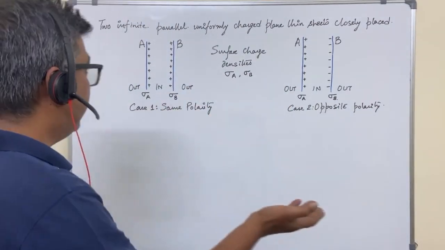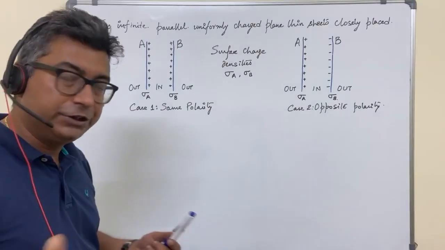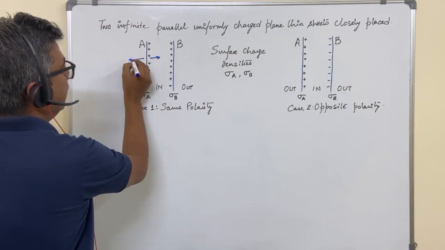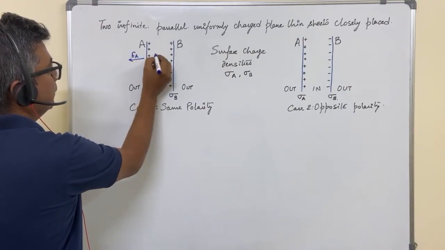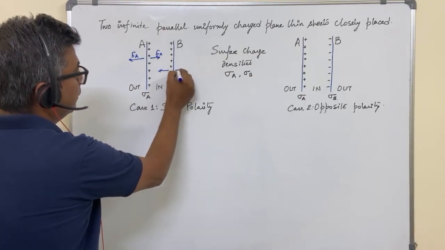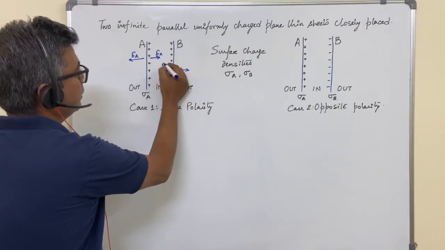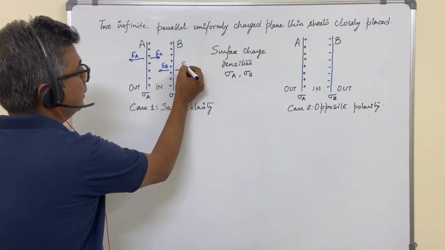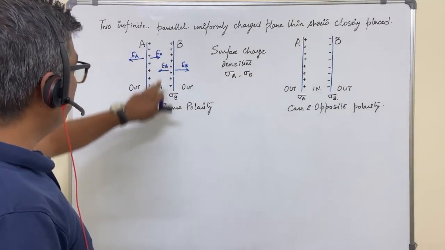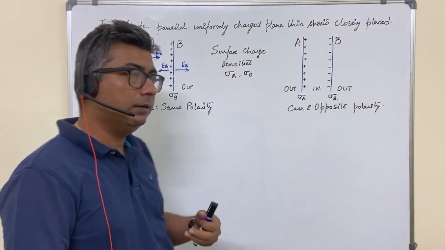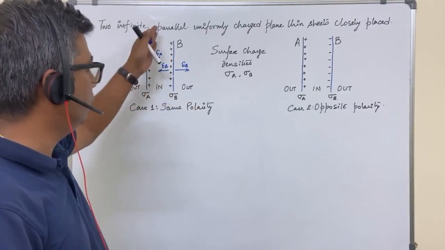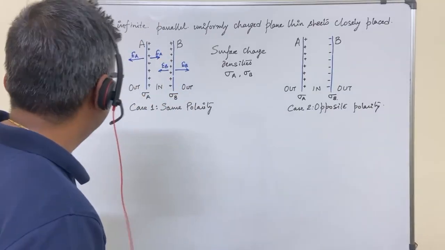We are all aware that if there is a positive charge on a thin sheet, then the electric field is directed in this direction. What happens for B? Again, because it's positive charge, we can say EB here. So EA and EB are like this. What we want to determine is the net electric field outside of these two plates and the net electric field inside.